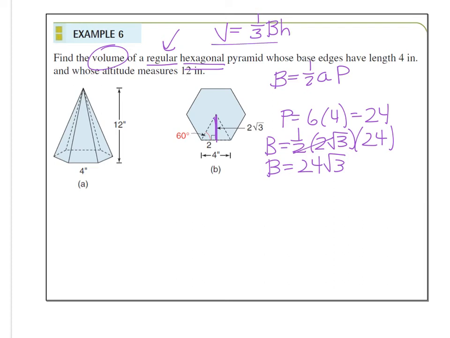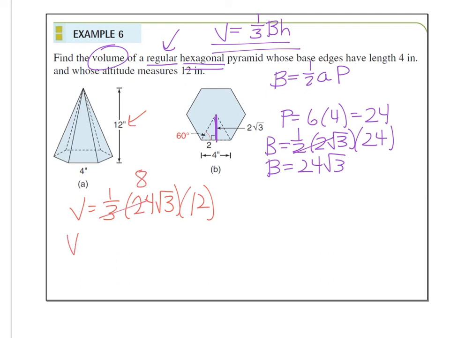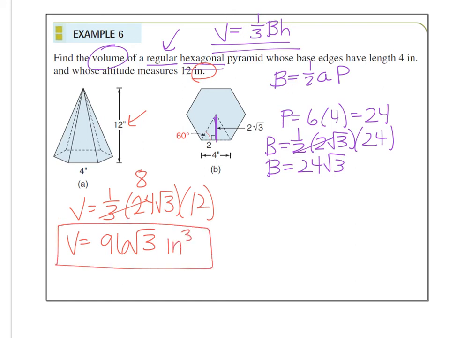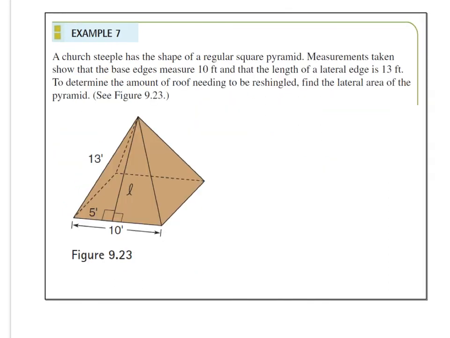Now when I find the volume, I just have to plug it in. I see that volume is equal to 1/3 of the area of my base, so 24 root 3. And then that gets multiplied by my height, which is 12, and that came from right there. I know that these cancel out to give me 8, so I get 8 root 3 times 12, or 96 root 3. Look at my units. I'm inches cubed, and you could plug that into your calculator if you had to approximate.